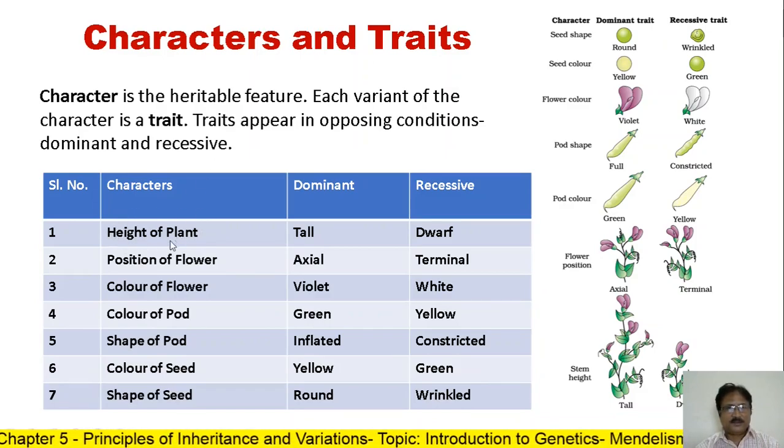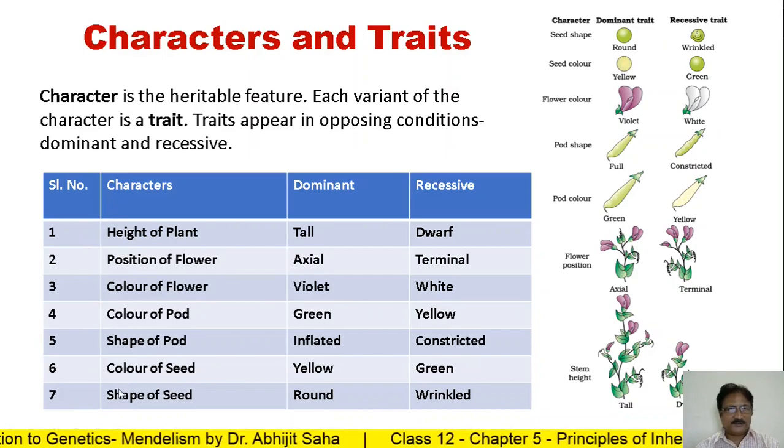If I say height of the plant, it doesn't make any sense until I say it is either tall or dwarf. So these are the contrasting traits of this character, height of the plant. Similarly, position of the flower is a character which may have axial trait, or terminal. So the trait expresses the appearance. This trait may be a dominant trait or a recessive trait.